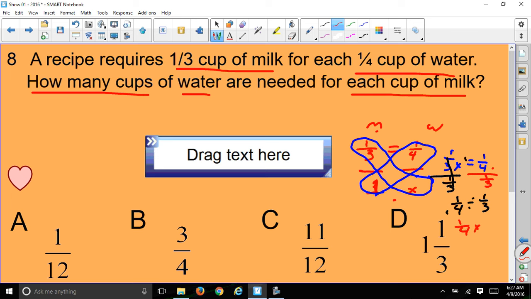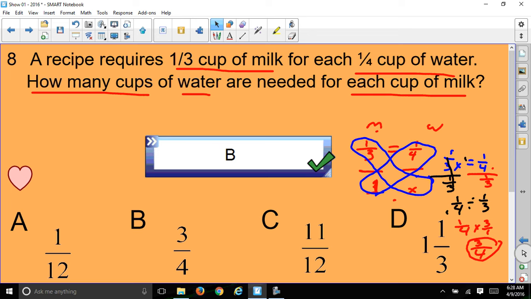I'm multiplying by the reciprocal, and reciprocal means to turn that second fraction upside down, and that way I can get my answer. 1 times 3 will give me 3. 4 times 1 will give me 4. So my answer is going to be 3/4, which is choice B. So let's get the B, drag it up here, and we are correct. So that was a nice problem, using proportions to solve our question.